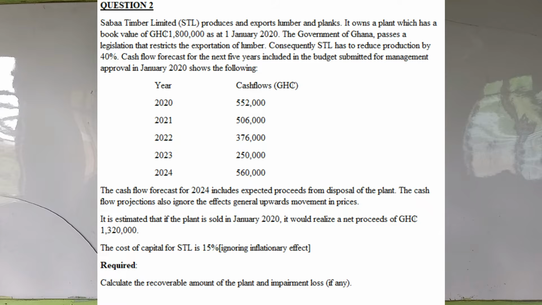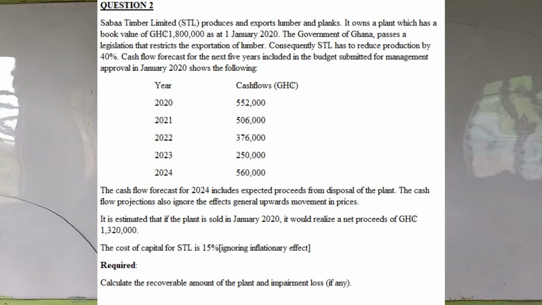In the year 2020, 552,000. In the year 2021, 506,000 Ghana cedis. That is the cash inflow. We are expecting 2022's cash flow to be 376,000. And then 2023 to be 250,000 Ghana cedis. And then 2024 to be 560,000 Ghana cedis. The cash flow forecast for 2024 includes expected proceeds from the disposal of the plant.